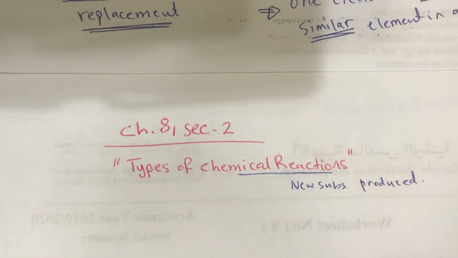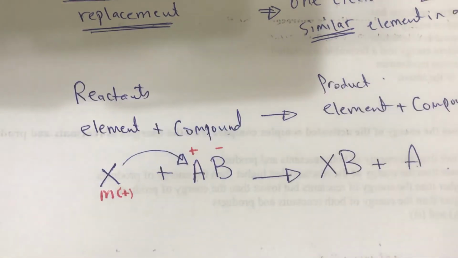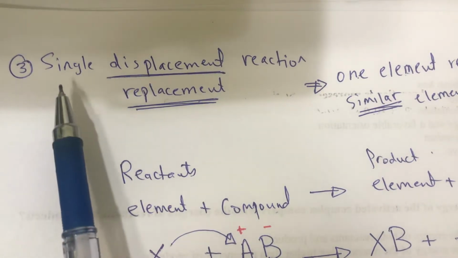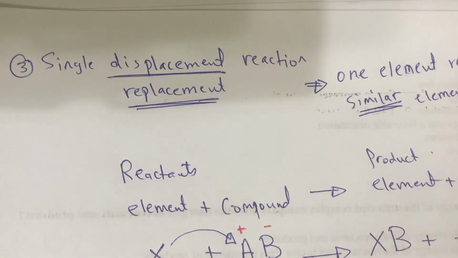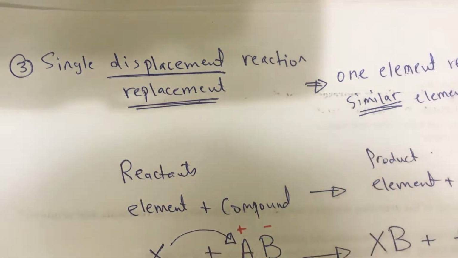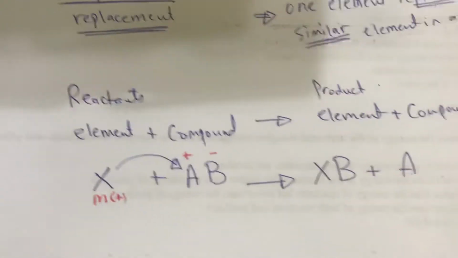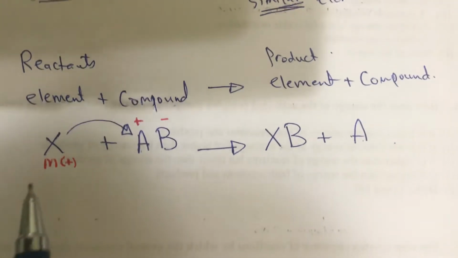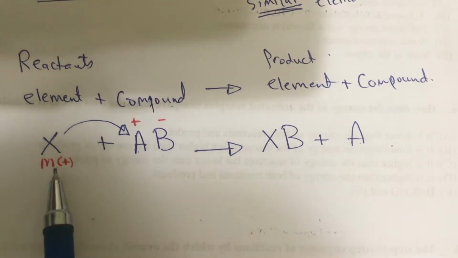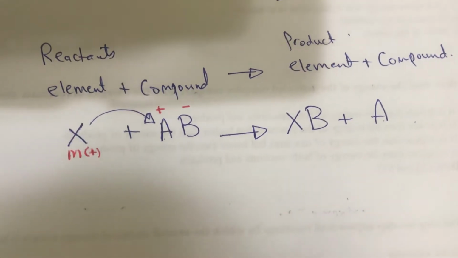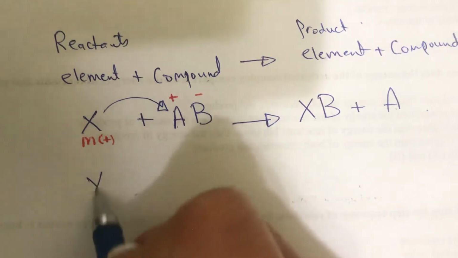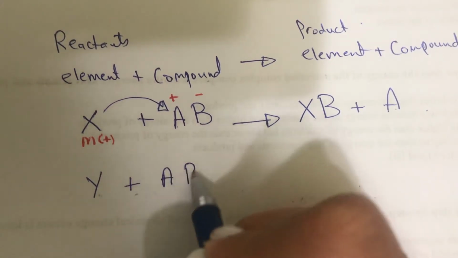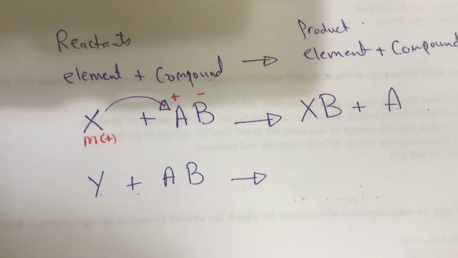So, part 2 of types of chemical reactions. We talk about the third type of chemical reactions, which is single displacement reaction. The rule is that an element replaces a similar element. Here, if X is a metal, which carries a positive charge, it replaces the positive charge in the compound. Now if you have Y plus AB, what are the products?